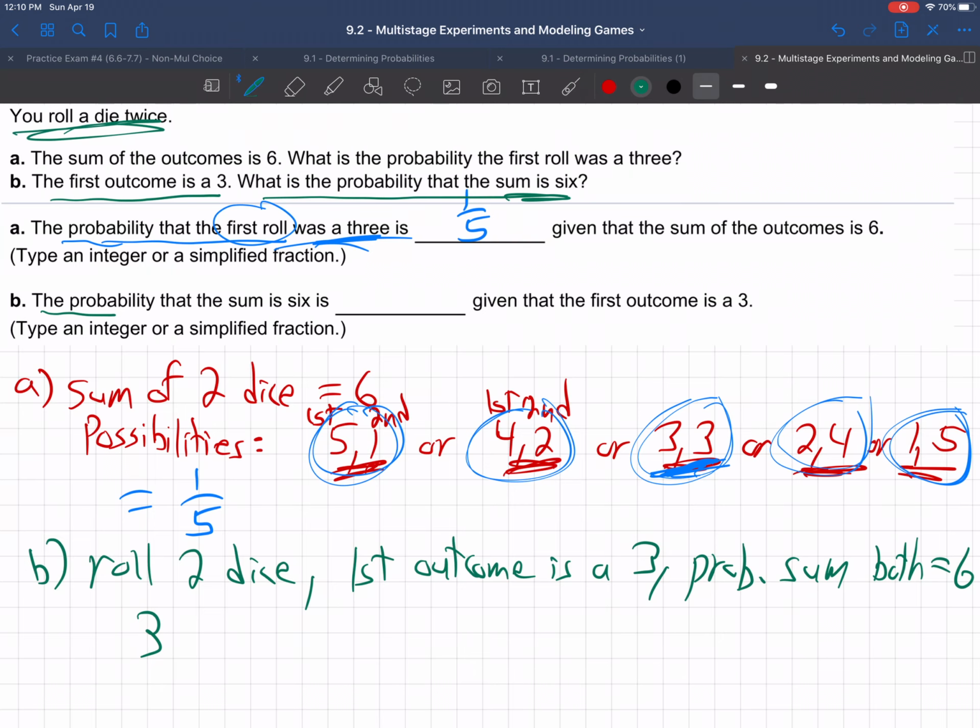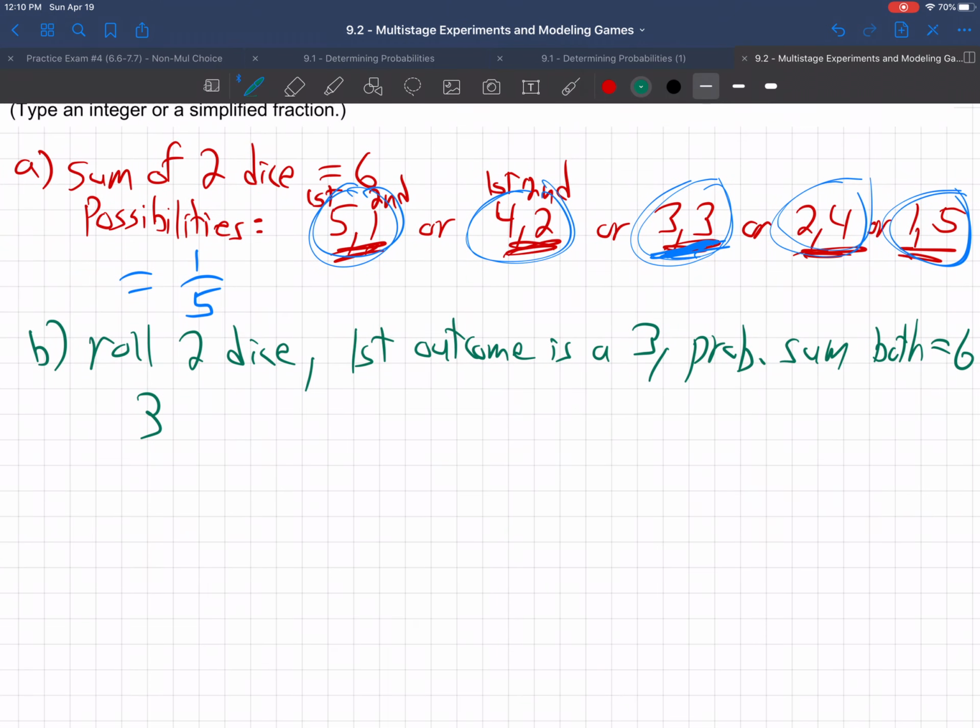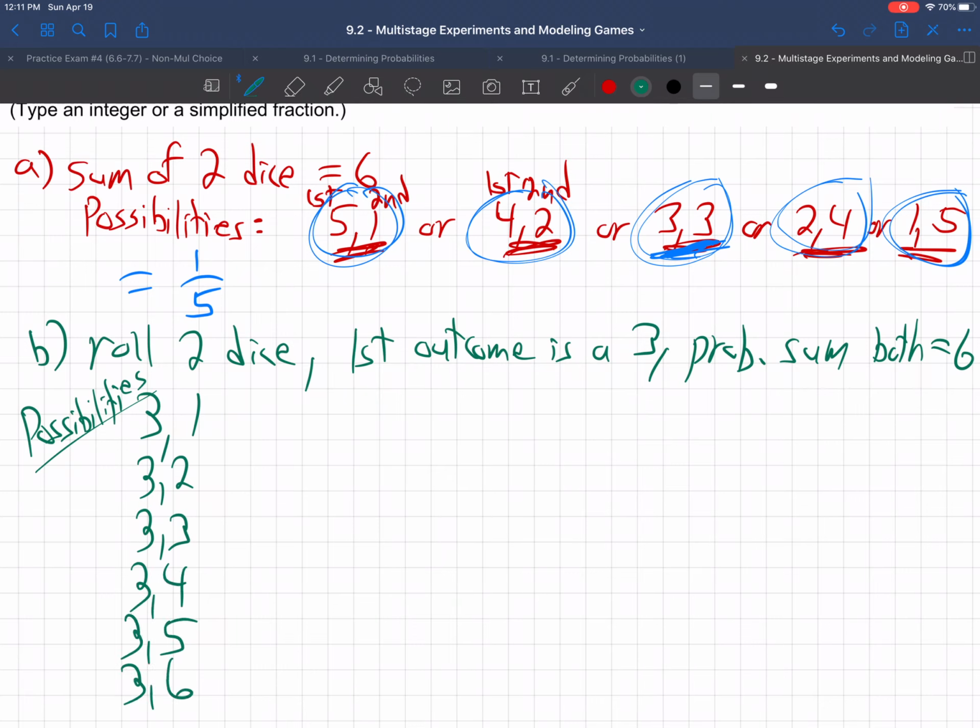So what are the possibilities again? We always just list out the possibilities. You could get a 3 and then a 1, or a 3 and then a 2, or a 3 and then a 3, or a 3 and then a 4, or a 3 and then a 5, or a 3 and then a 6, right? Because they say you got a 3 on the first roll. The first outcome was a 3. You rolled 2 dice, and the first outcome was a 3. What's the probability the sum, the adding up of the 2 numbers, is 6?